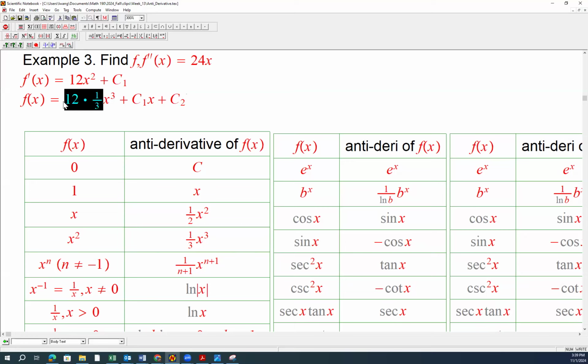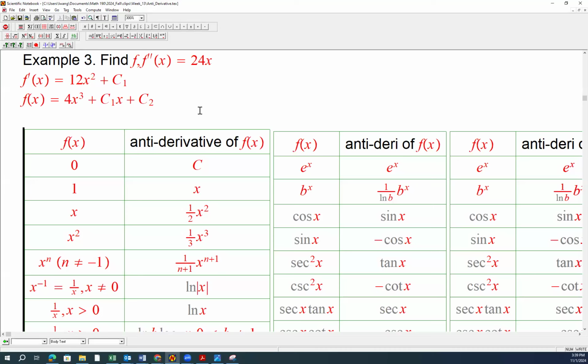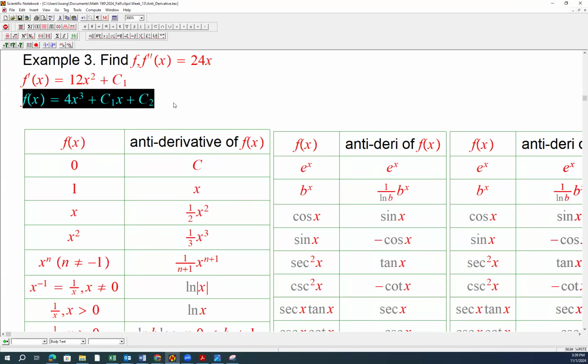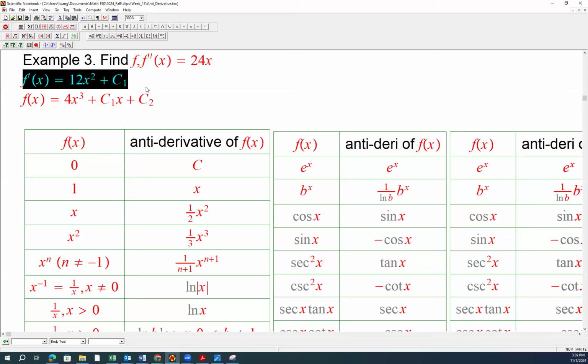Okay, so that piece makes 4. So that's the final answer. We have no additional conditions. So C1, C2 are arbitrary constants. So you can see the solution to F is not unique. The solution to F prime is not unique either.